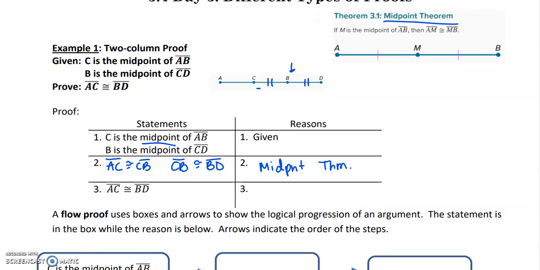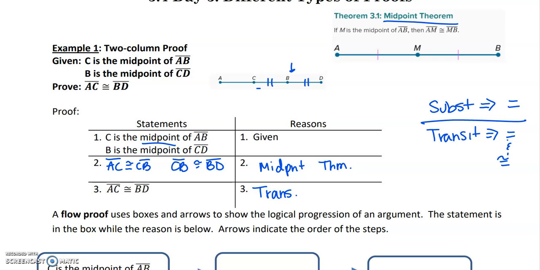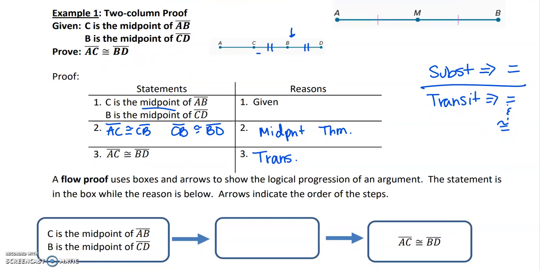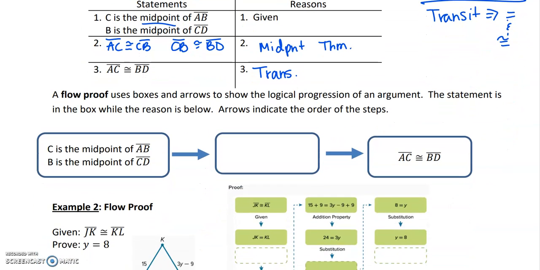And so now, if they're both congruent to CB, we can take the beginning and we can take the end, choo-choo train, and use the transitive property to put the beginning and the end congruent. So substitution would not work in this case because we have congruence and not equals. Substitution can only work with equals. Transitive can work with both equals and congruence. So just kind of keep in mind that they're not always interchangeable.